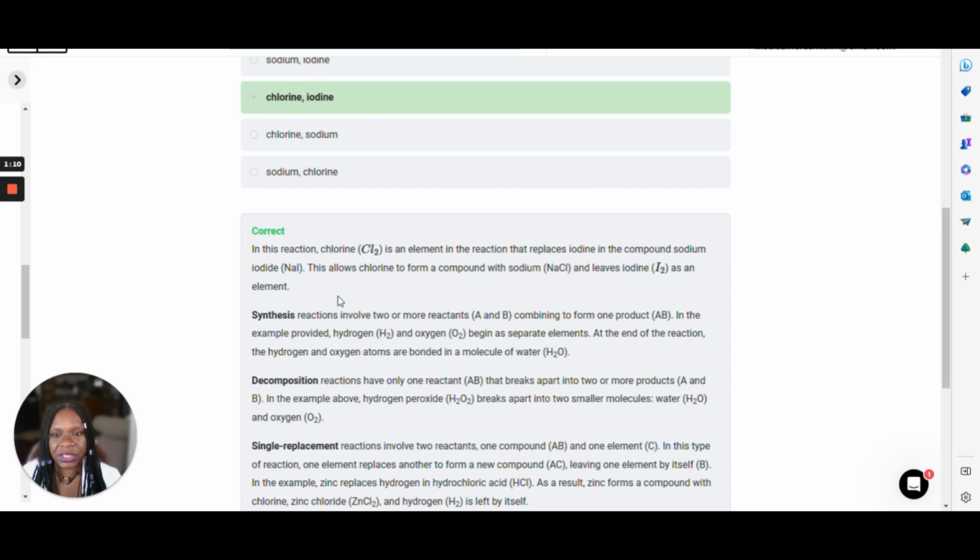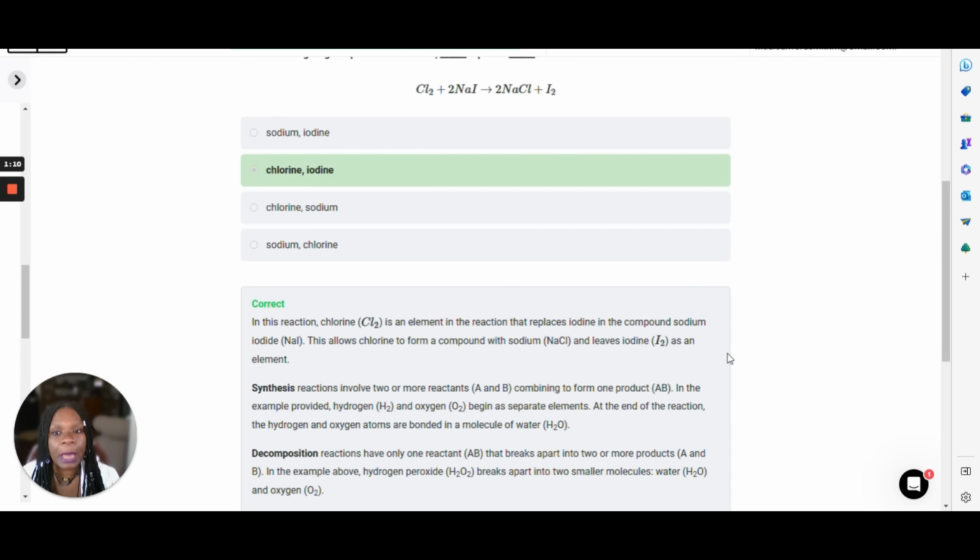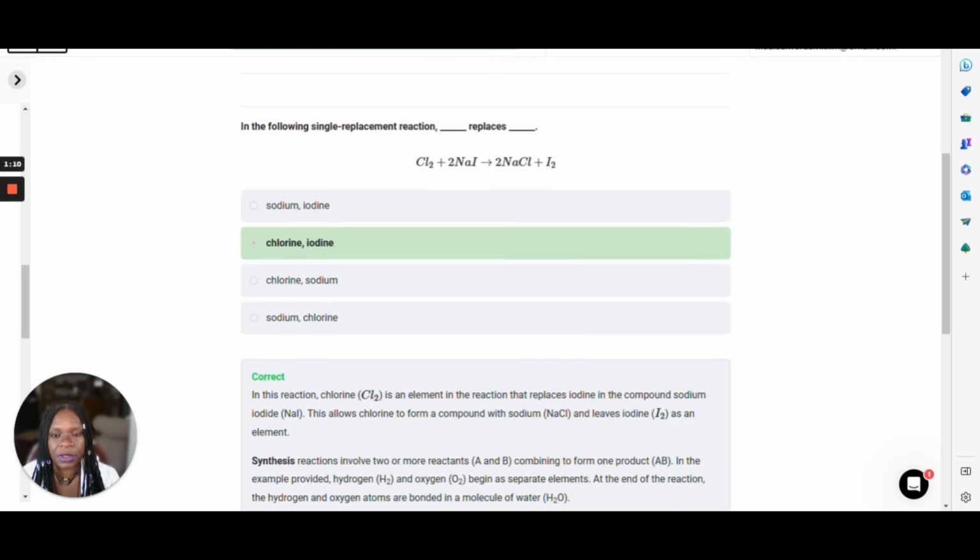In this reaction, the chlorine is an element that replaces the iodine in the compound sodium iodide. This allows chlorine to form a compound with sodium as it leaves iodine as an element. Okay, so these two combined, but this one was left on its own. So there's your answer. The answer is that the chlorine replaces the iodine.